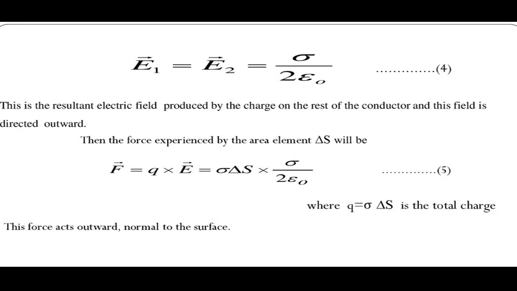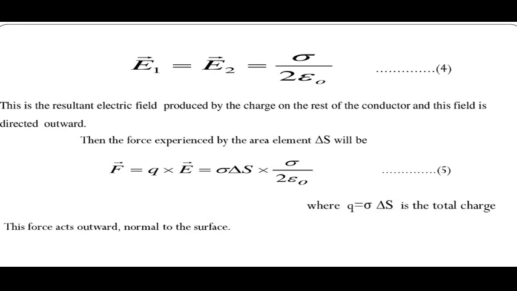Now this force can be calculated by the simple formula, that is Q times E. This is by definition we know. Here Q can be written as sigma times delta S, where sigma is the surface charge density and delta S is the area of the area element. And E, as we have calculated in equation number 4, can be written as sigma upon 2 epsilon naught. Now this is the force which is acting outward normal to the surface, and if we simplify it further, we can have this force as sigma square delta S upon 2 epsilon naught, as in equation number 6.